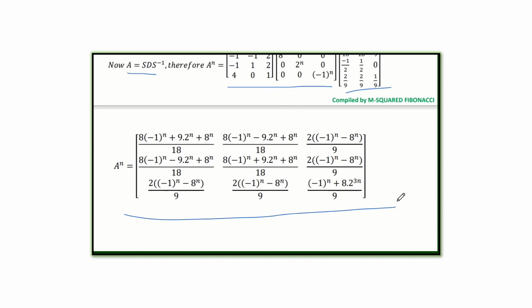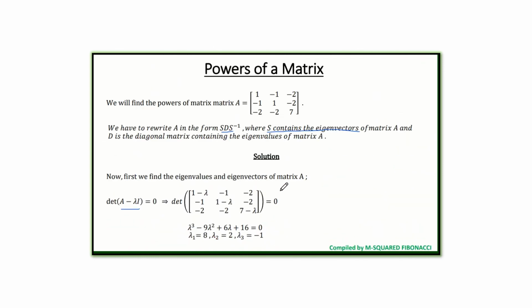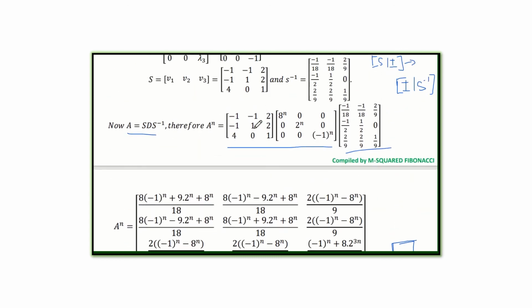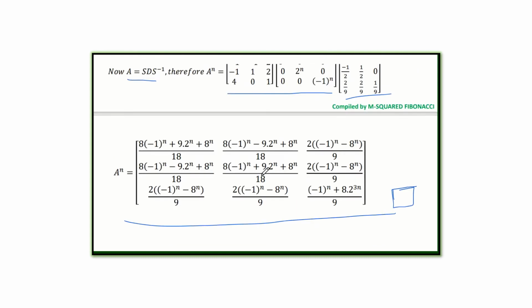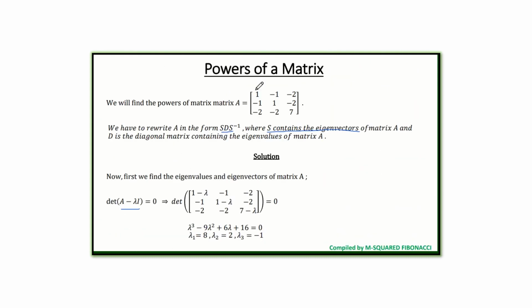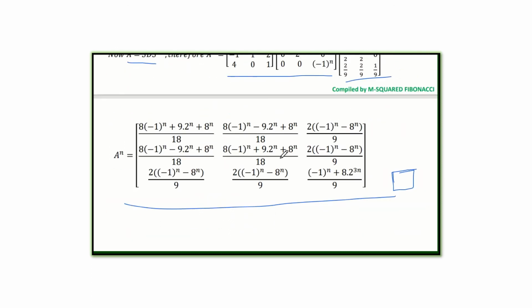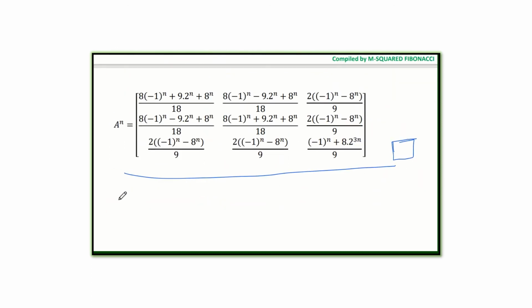So now we can find any power of A that we want. You can test it by putting in 1 to check if this is correct. Remember, we have our A here, and this A is to the power of 1 already. So if you put 1, you will find that all of these things boil down to just these values.